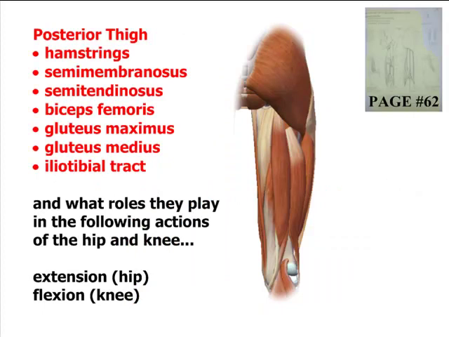Muscles of the posterior thigh include the hamstrings, which is a group of muscles that include the semimembranosus, the semitendinosus, and the biceps femoris. Also within the posterior thigh are the gluteus maximus, the gluteus medius, and the iliotibial tract, or commonly referred to as the iliotibial band. You will see both. And these muscles play a significant role in extension of the hip and flexion of the knee.